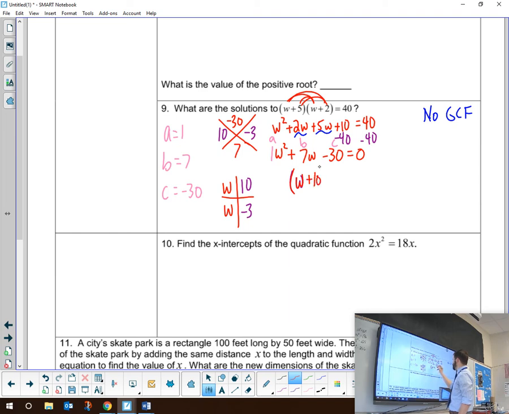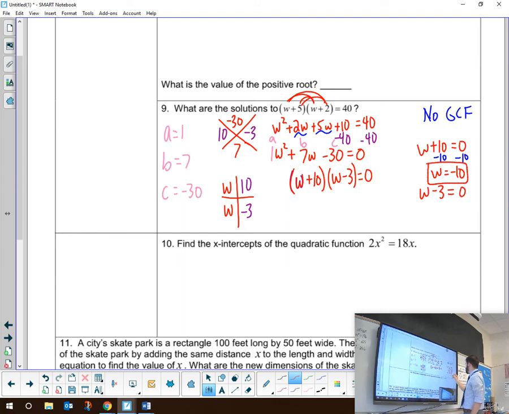W plus 10 times W minus 3 equals 0. So we have W plus 10 equals 0 and W minus 3 equals 0. We solve both of these. Subtract 10 from both sides here, we get W equals negative 10. And add 3 to both sides here, and I'm going to get W equals 3.